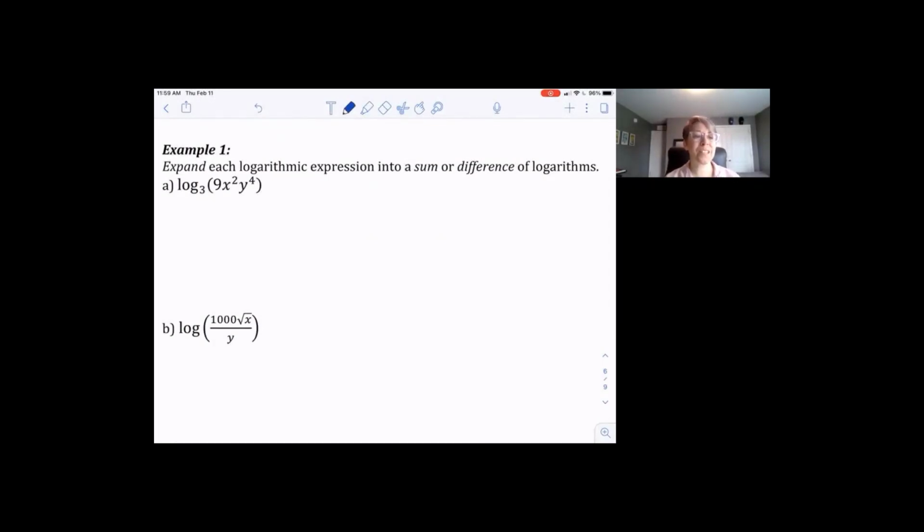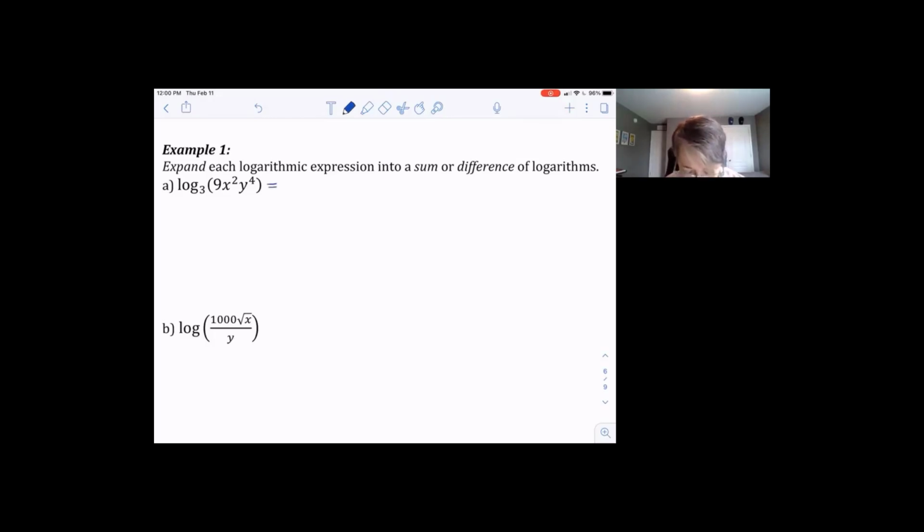They first want us to expand each of these logarithmic expressions into a sum or difference of logarithms. What this means is we may have more than one logarithm, but no exponents or multiplication or anything like that. Don't forget your bases, don't drop them. So you may notice that in our argument, we have multiplication, 9 times x squared times y to the fourth. When we are multiplying like bases, we add exponents.